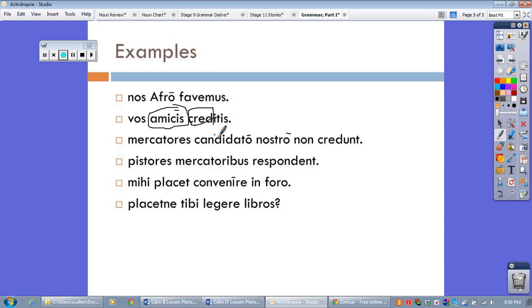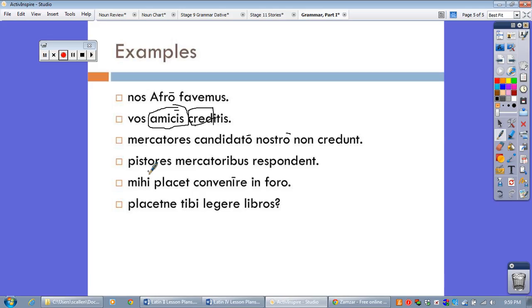How about this one? Mercatores candidato nostro non credunt. The merchants do not trust our candidate. There it is again. Dative, but being used as a direct object. Pistores mercatoribus respondent. The bakers respond to the merchants. The reason why I put this one in here is just to kind of trick you. Respondent is not a special verb. Just keeping you on your toes.